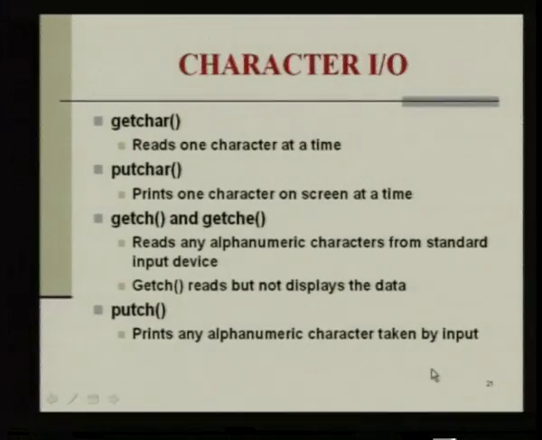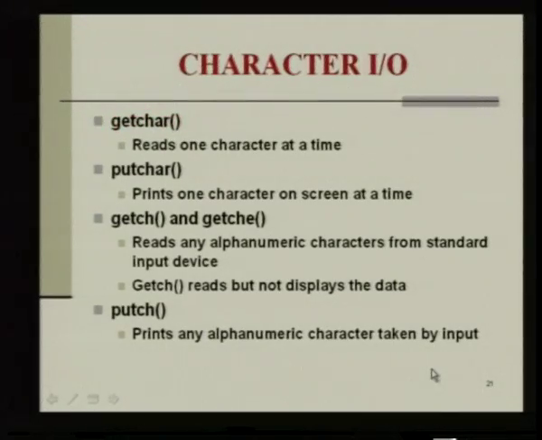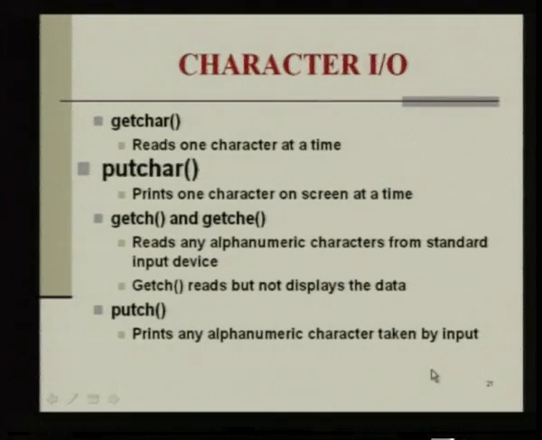In unformatted functions you have two types of input output. One is character IO and the other is string IO. We all know what a character is, it can hold only a single character. A string can hold a sequence of characters. So, in character IO you have getchar, which reads one character at a time. This is for getting the input. Next you have the putchar function. Put itself means putting it on the screen. This prints one character on the screen at a time.